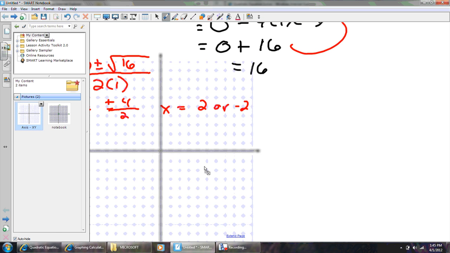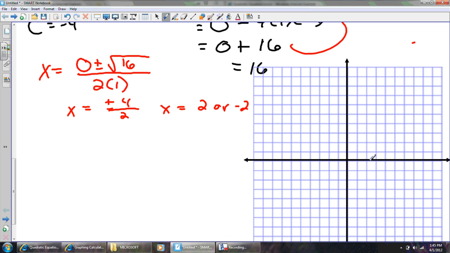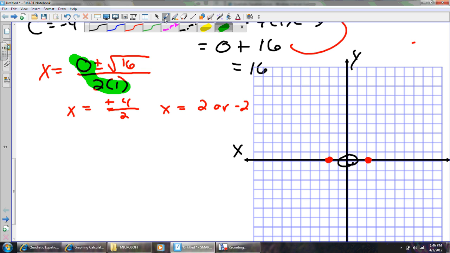I need some graph paper here. Okay, I know that one of my zeros is at 2. The other one is at negative 2. All right, let me mark. There's a y, and there's an x. Okay, I'm not ready to graph yet because I don't have my vertex. Well, I'm going to use this part right here, which will simplify to 0 over 2. That'll be the x-coordinate of the vertex. X equals 0 divided by 2. Well, that's just plain old 0.